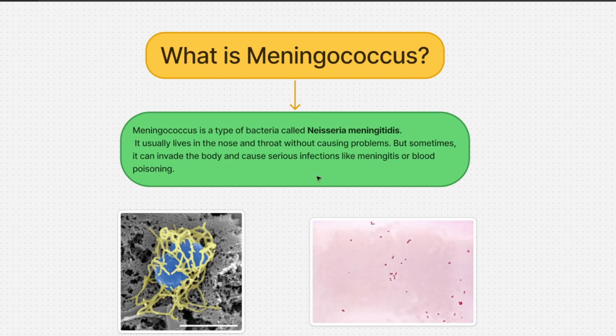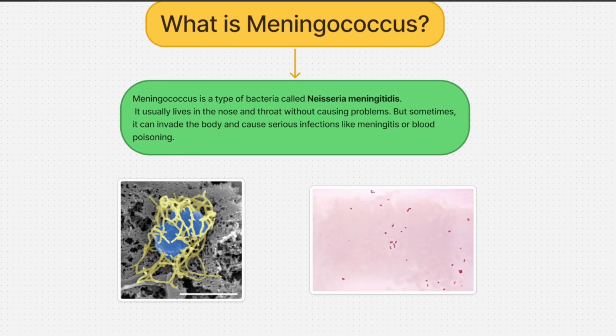Okay, so let's start off with defining what meningococcus is. So meningococcus is a type of bacteria called Neisseria meningitidis. It usually lives in the nose and throat without causing problems. For normal individuals, it's part of the normal microbiota, but sometimes it can invade the body and cause serious infections like meningitis or blood poisoning.